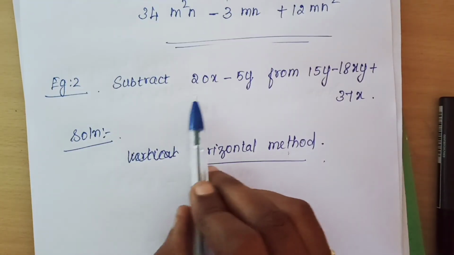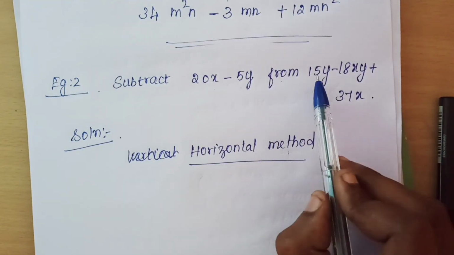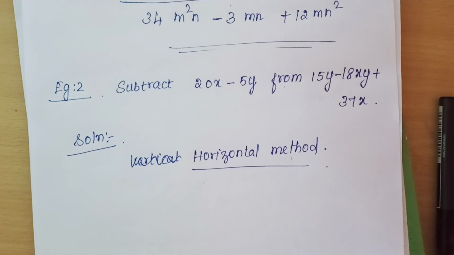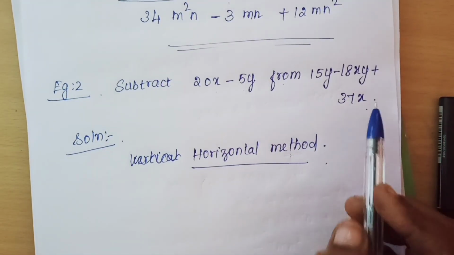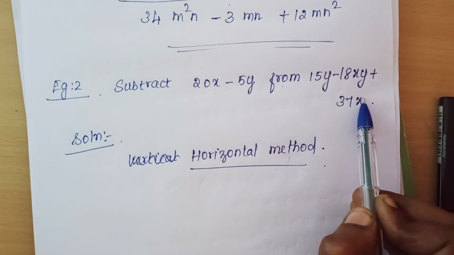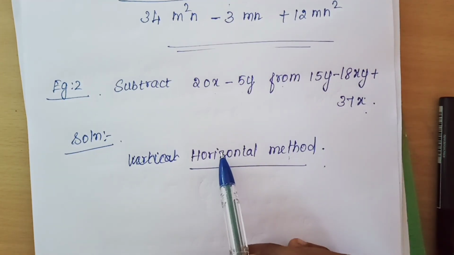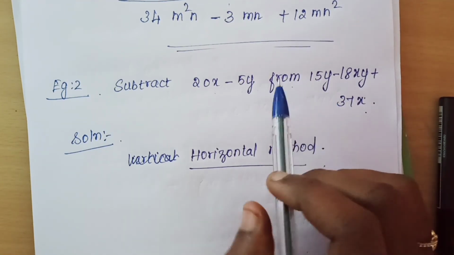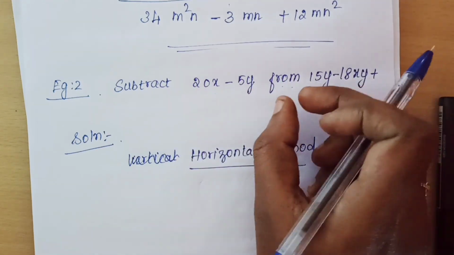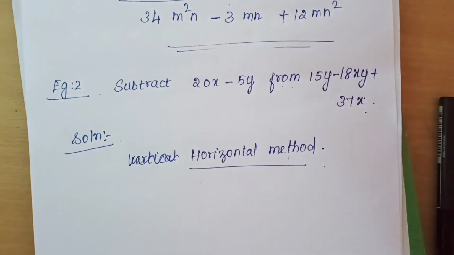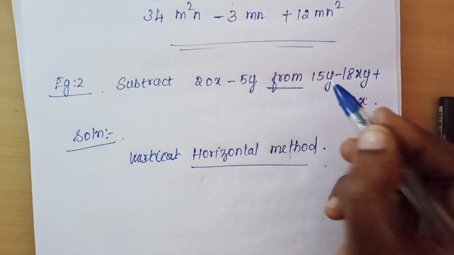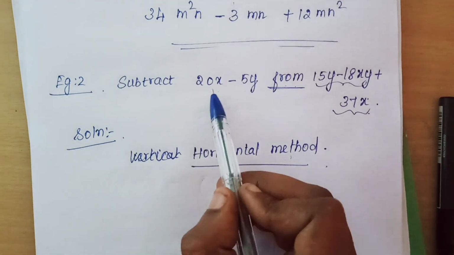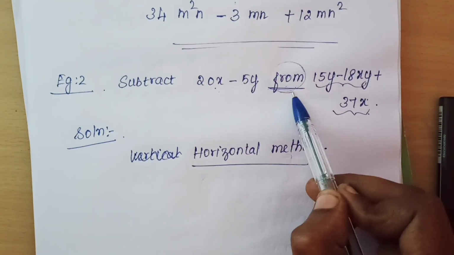Example number 2. Read it once. Subtract 20x minus 5y from 15y minus 18xy plus 37x. So subtract this from this. Clear? So which method are you going to follow? Horizontal method. For addition, they give one set of numbers and means plus. But for subtraction, whenever you have from, you write the next term first. Don't write this term first.